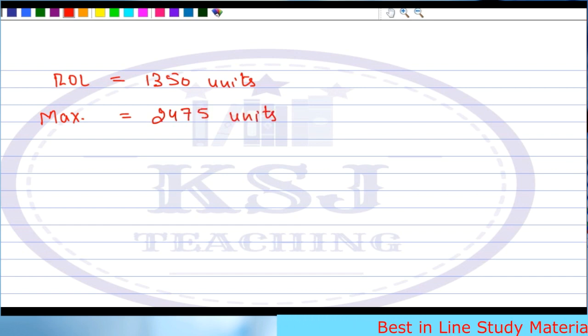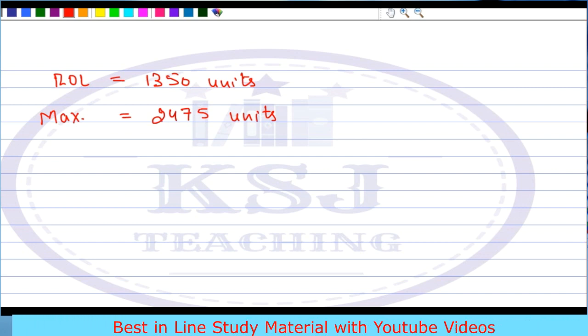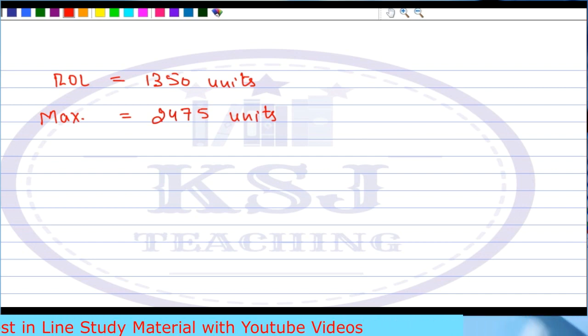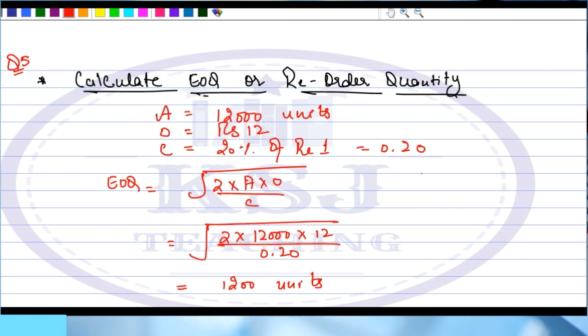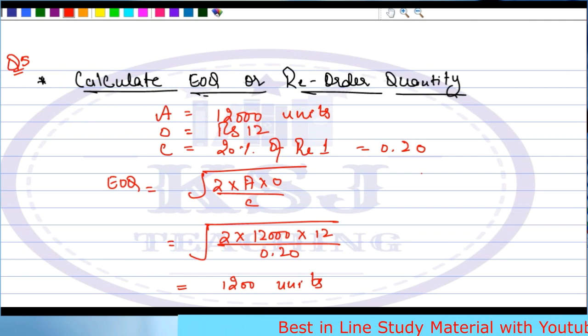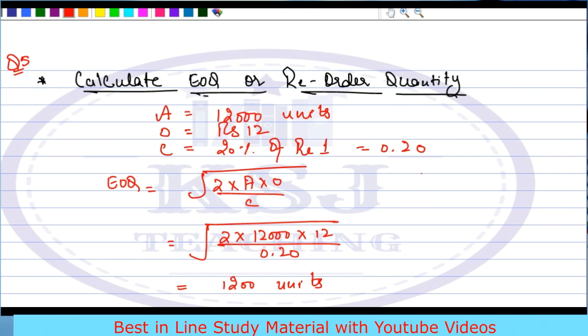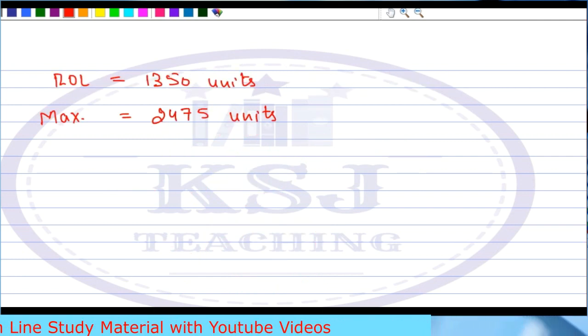Now don't ask for the full solution. Try to solve it, right? Maximum level is reorder level, which you will calculate in the first part, plus reorder quantity. Reorder quantity is this EOQ only. Right? Reorder quantity is nothing but the EOQ only. Clear? It will be 2475 units.